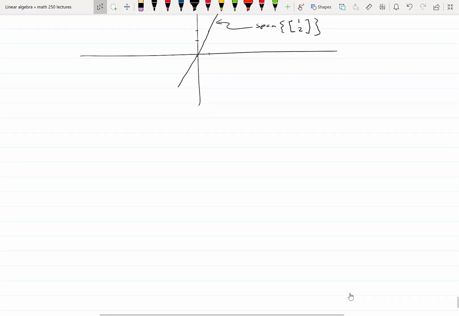Okay, let's take a look at another example. Let's get away from R2. Let V equal the set of all 2 by 2 matrices with real entries.